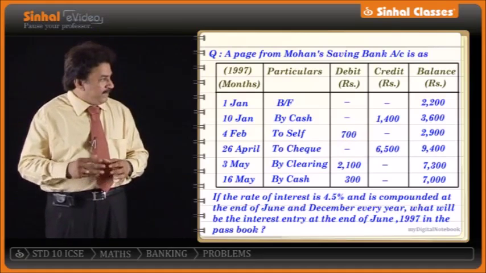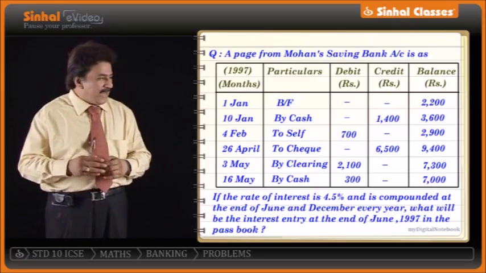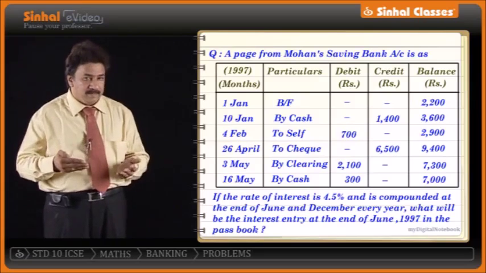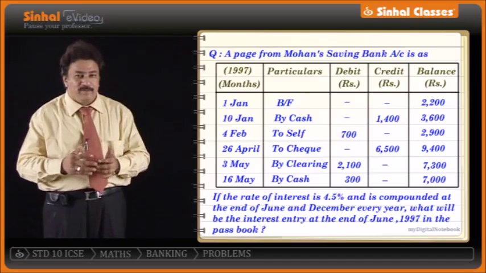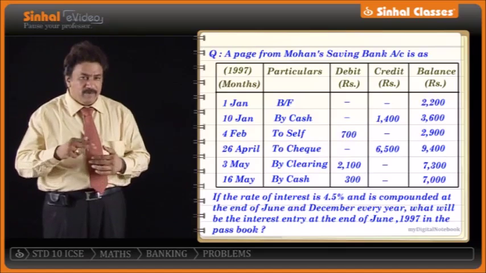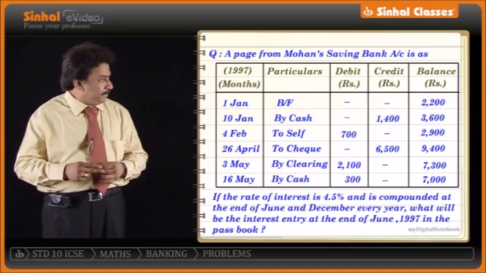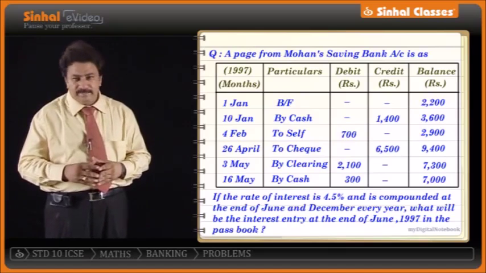If the rate of interest is 4.5% and is compounded at the end of June and December. So this bank has got the habit of giving the interest to you in the month of June and December, twice in a year. We further read down the question. What will be the interest entry at the end of June 97?